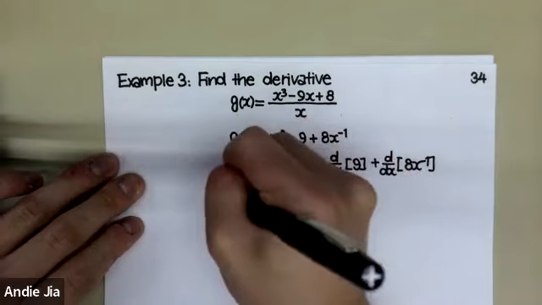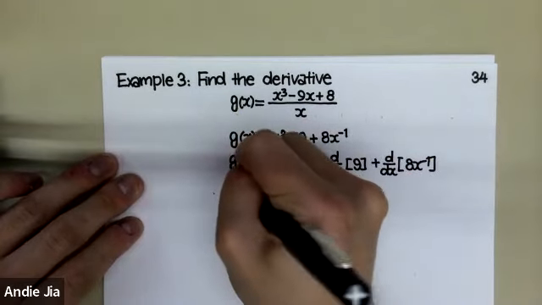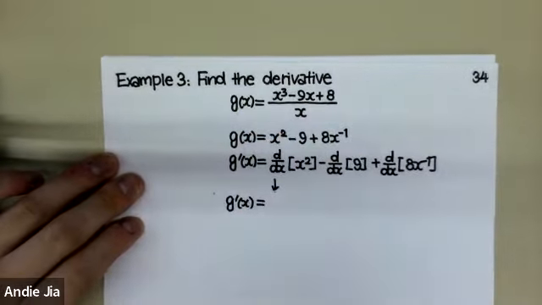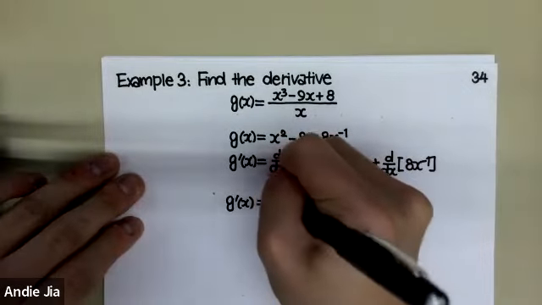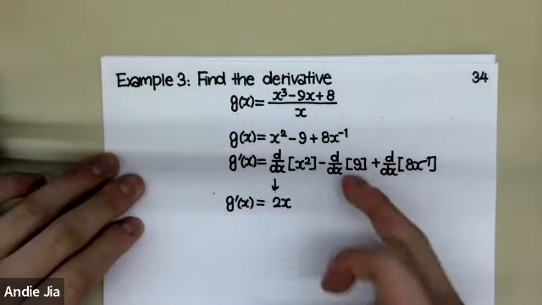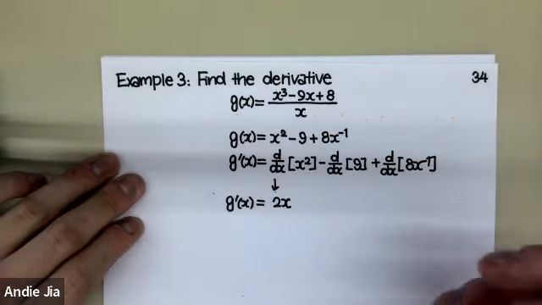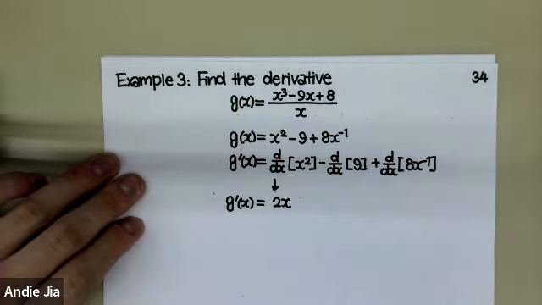Then just to get this is g prime of x. It is like a 0, 2x, and a -8 x to the -2.